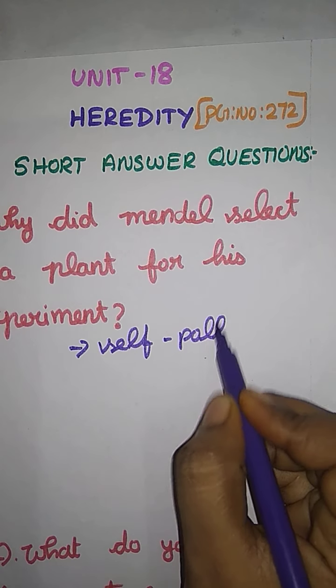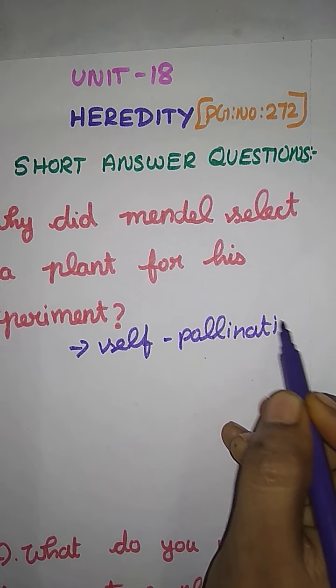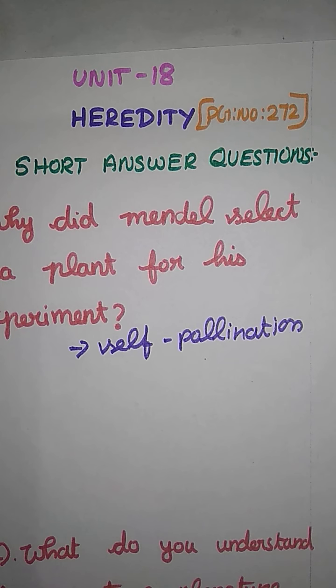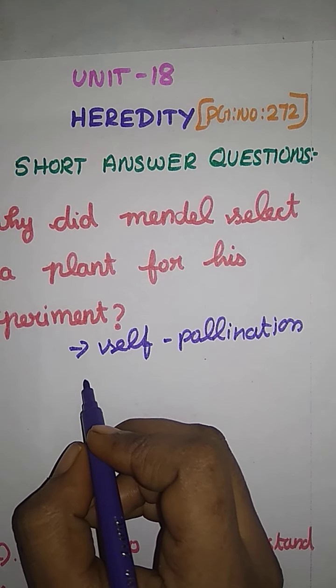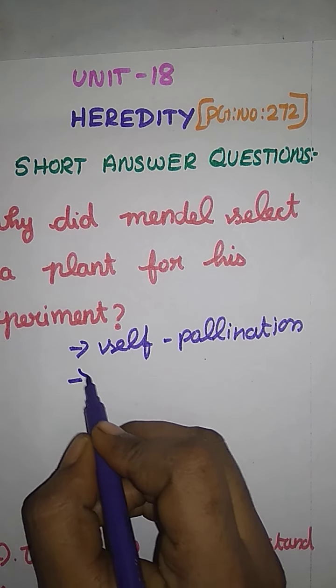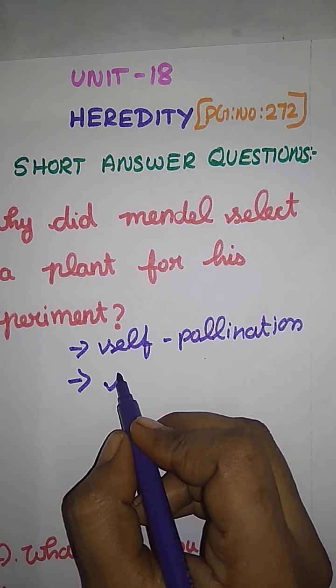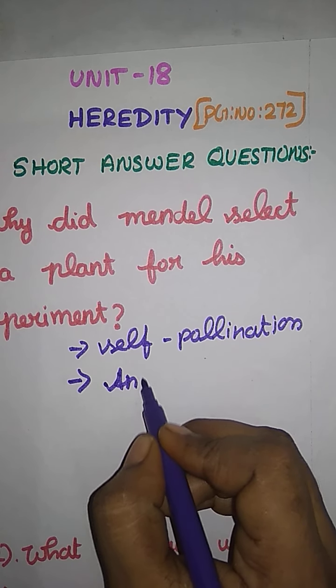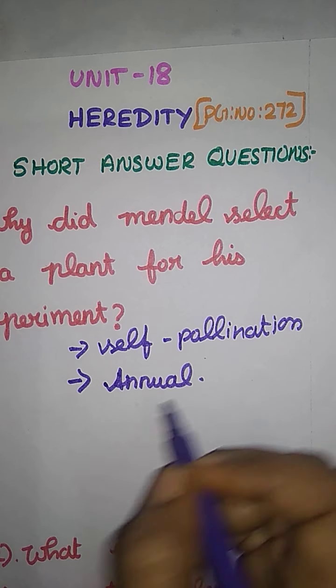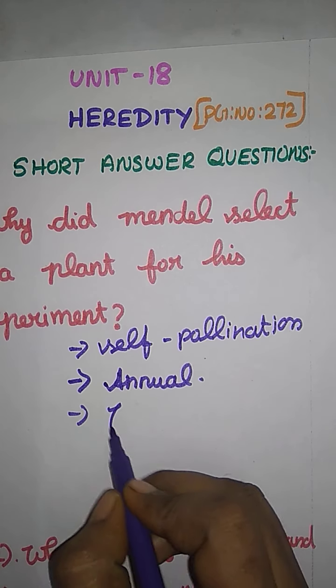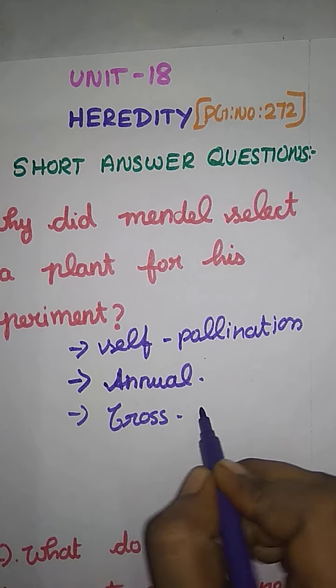First one, self-pollination. What is self-pollination? The same anther and stigma of the same flower take part in the fertilization process. Okay, and the next one? They have a short lifespan, so an annual plant gives more generations. So it should be an annual plant. And the next one, easy cross-pollination. It should be possible to cross-pollinate.